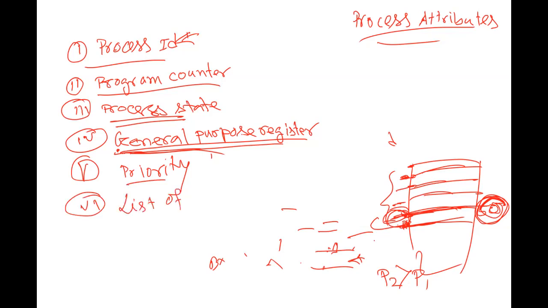Another attribute could be the list of open files. This is nothing but the currently open files for a particular process. You know that when you run a program, you can read a file or write a file. When you use software like MS Word, you can open different files. So the list of open files is how many files are currently open by this process.